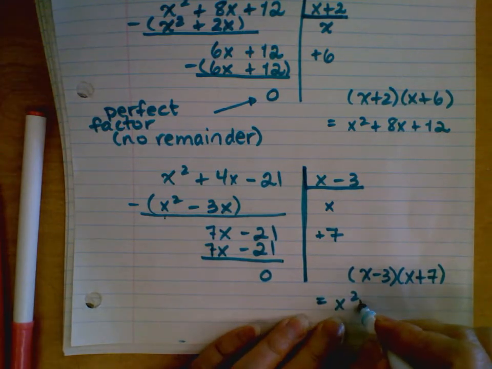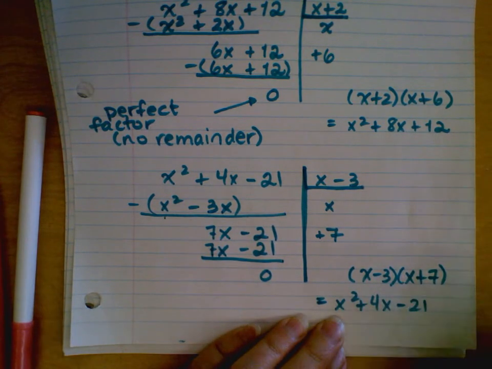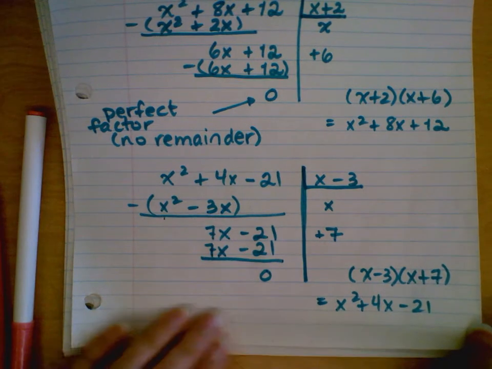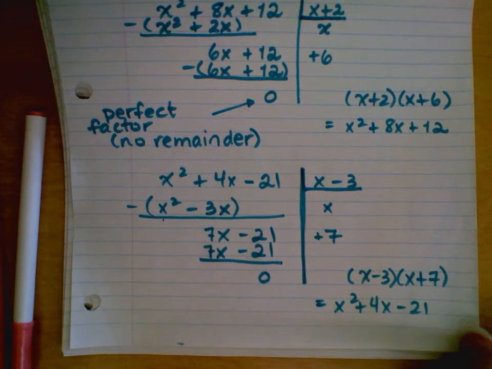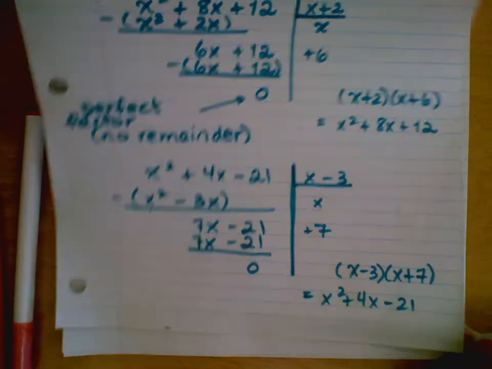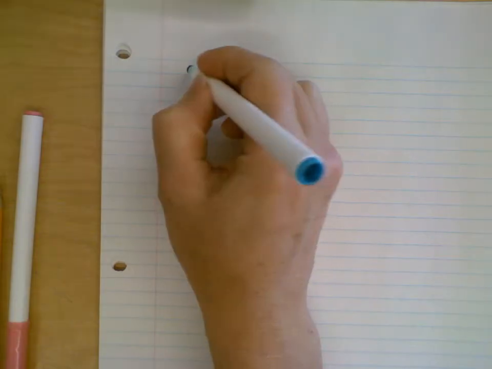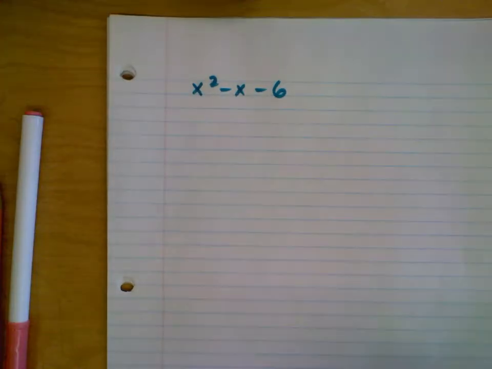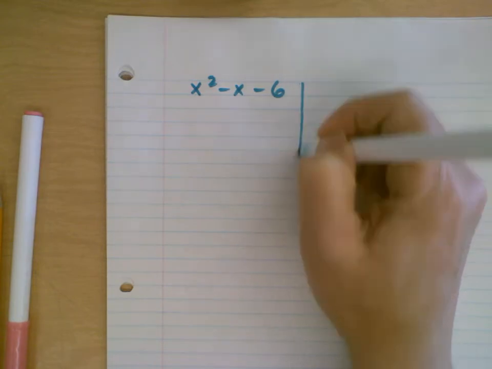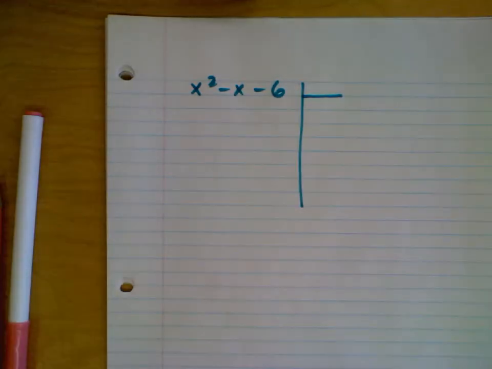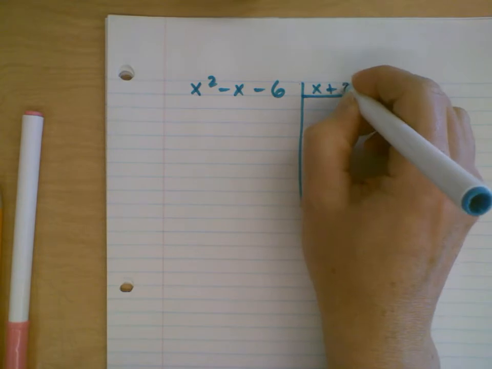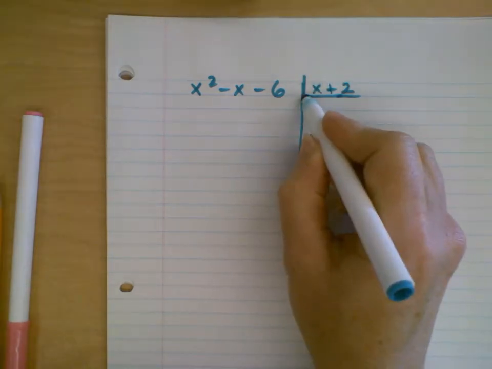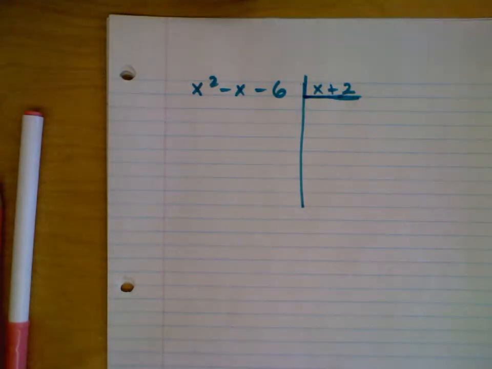Equals that original trinomial, which can be verified using FOIL or multiplication distribution. Okay, we're going to do a couple more. x squared minus x minus 6 divided by x plus 2. So we're dividing out or separating out groups of x plus 2.